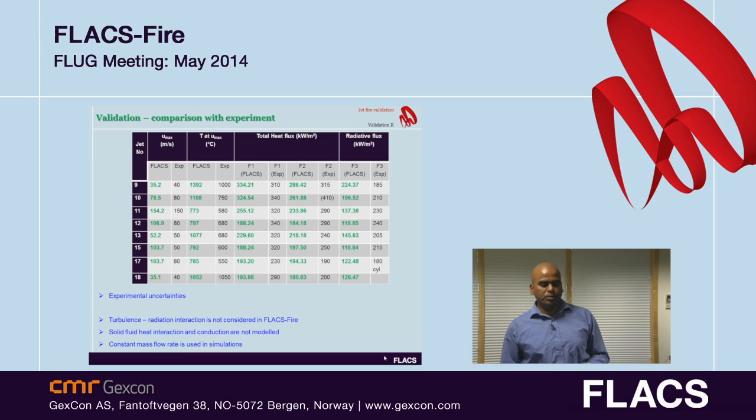This table shows the validation of FLACS-Fire for different impinging jet cases. Here we have compared the maximum velocity, temperature at the maximum velocity location, the total heat flux, and the radiative heat flux. The FLACS-Fire predictions agree very well with the experimental data, within the acceptable range. There are some differences between the experimental and FLACS-Fire predictions.